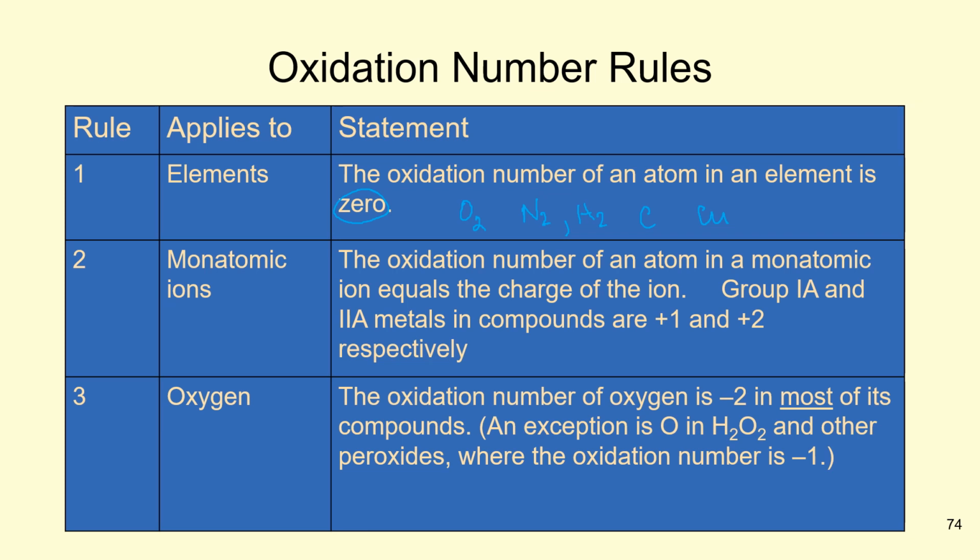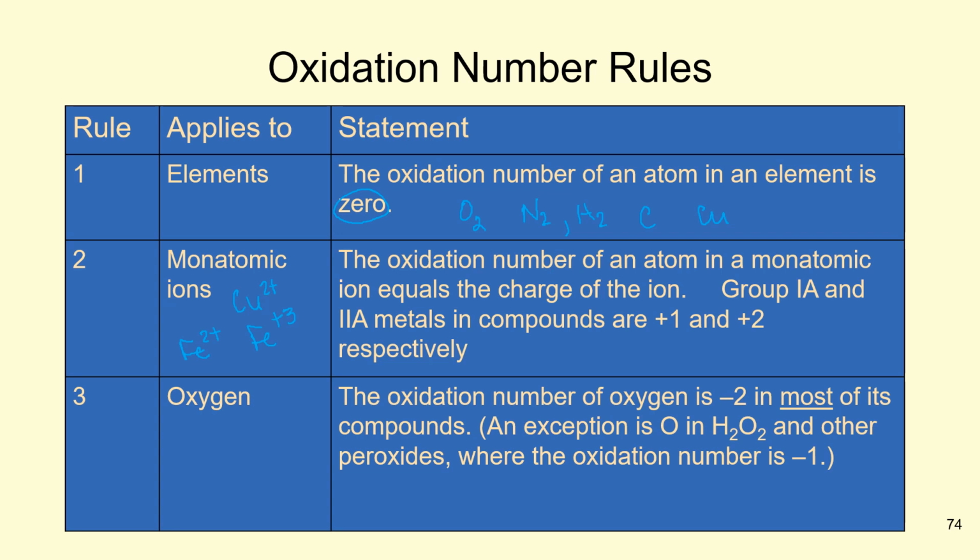Now, if it's an ion, then it's equal to its charge. Like we saw, the copper 2+ ion has an oxidation number of +2. The iron also had a +2. Oops, well, iron can be +3. The iron we saw in that last example was +2. They're both possible: loss of 3 electrons, loss of 2 electrons.